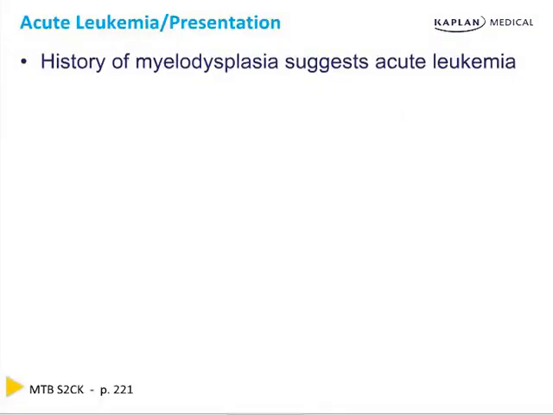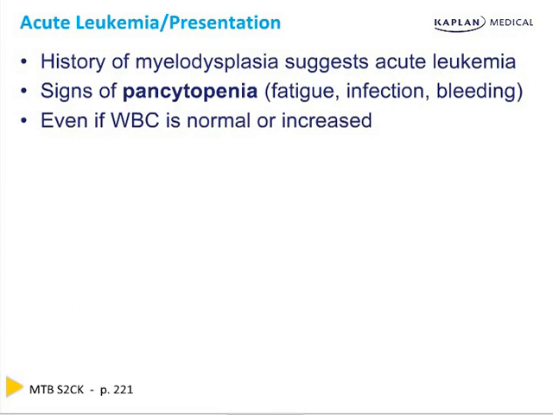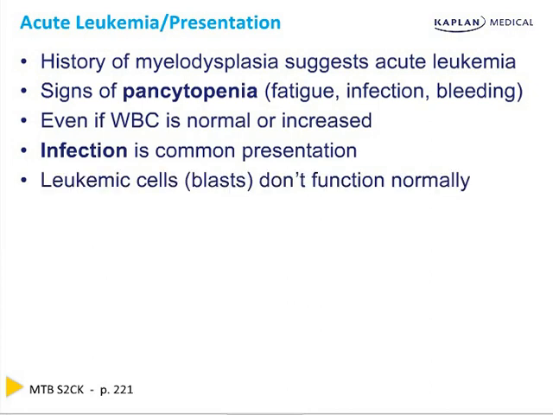For acute leukemia, you can look for a history of myelodysplasia and signs of pancytopenia such as fatigue, infection, and bleeding. Now, the signs of infection happen even if the white cell count is normal or even increased, because infection is a common presentation; leukemic cells, blasts, just don't function normally. The white cell count can be up, down, or normal, but they always present as if the white count is low because blasts are malfunctional.